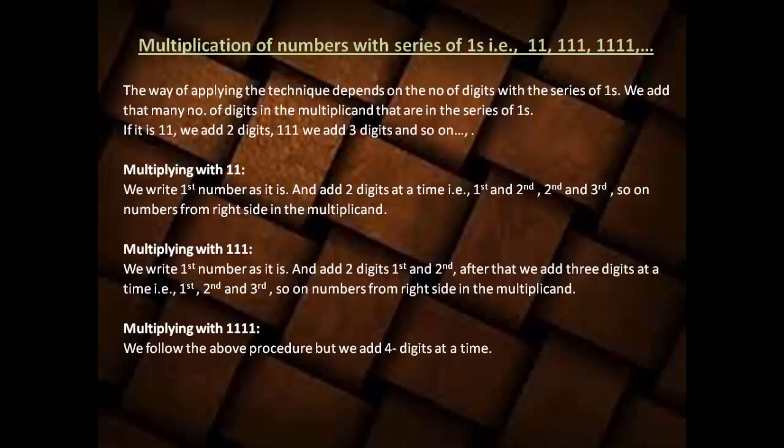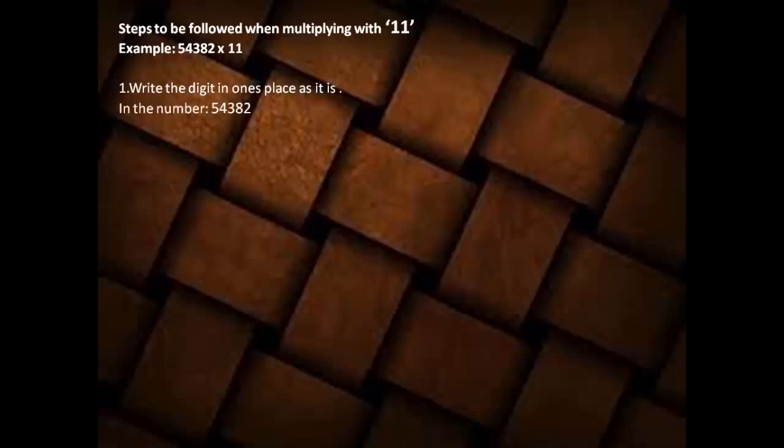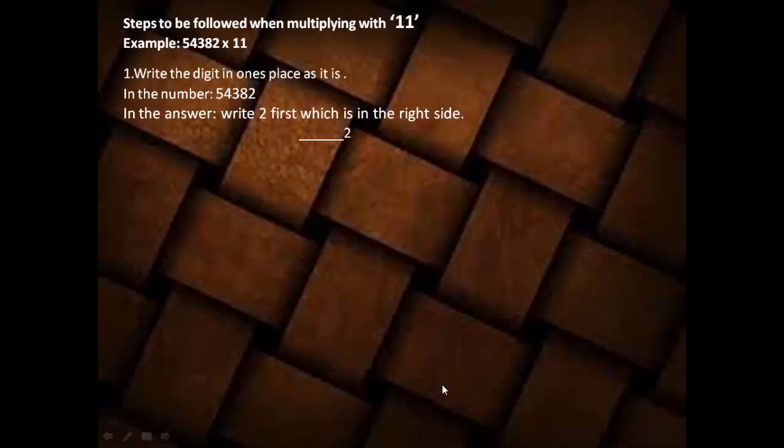To understand more clearly and precisely, let us discuss the use of the shortcut with an example. The example is 54,382 into 11. In this example, I am going to explain how to use the shortcut when you are multiplying a number with 11. If you observe the number 54,382, we have 2 in its ones place. So first, you write that 2 as it is in the answer. Since we are multiplying with 11, we have 2 ones. So we should add 2 digits at a time in the multiplicand.